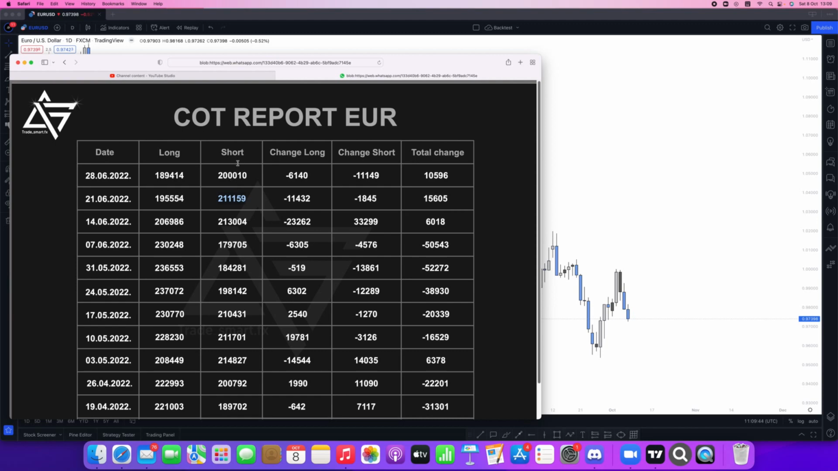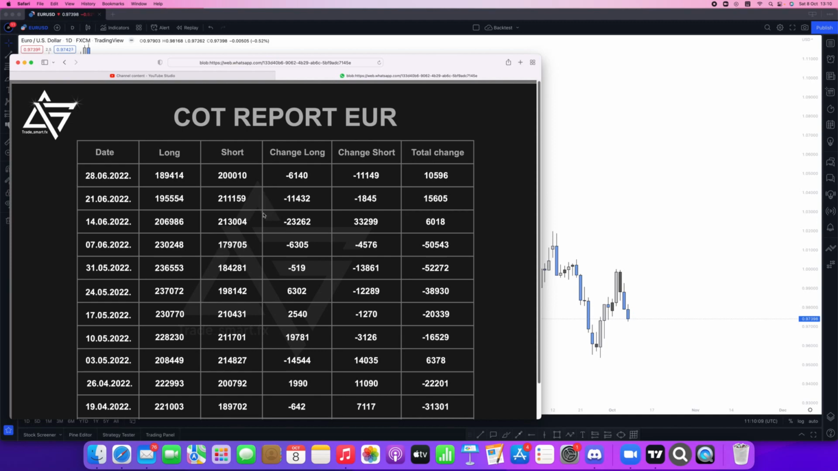Or if they start to close their short positions and add in their long positions, that means most likely price is going to continue up, okay, bullish. So basically, the COT report, you can use it to your advantage just for directional bias based on higher time frames, where price action is most likely going to be headed.